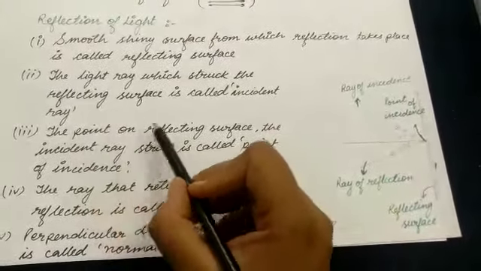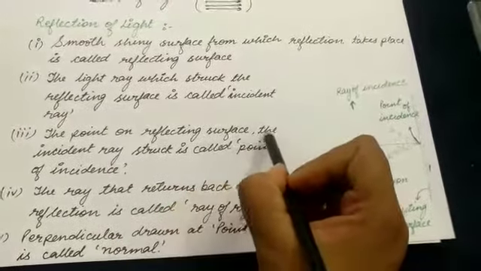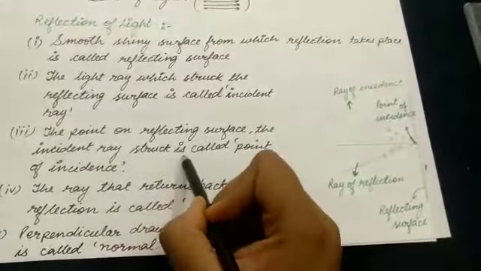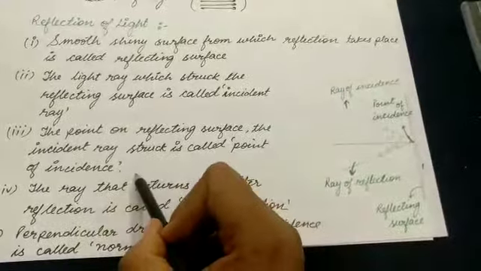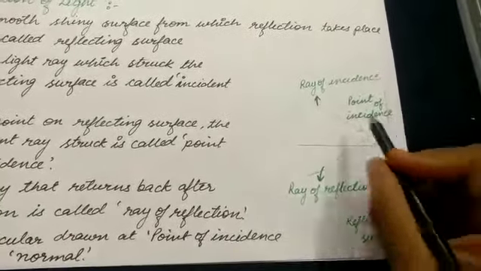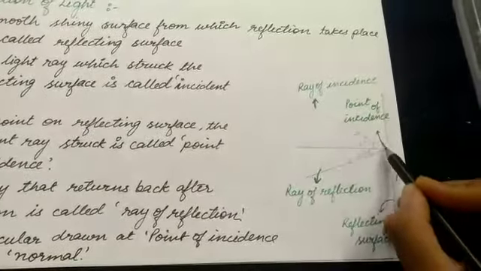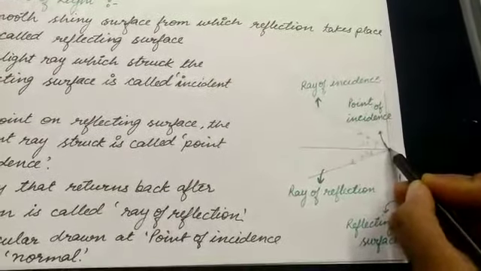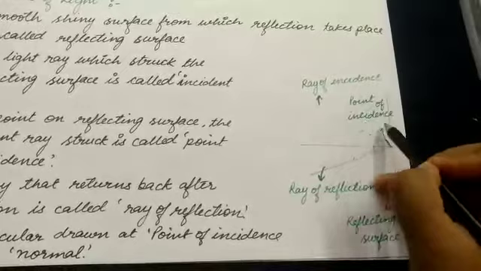Now the point on the reflecting surface at which the incident ray strikes is called the point of incidence. This is the point here at which the ray of incidence is striking the mirror. So this point is called the point of incidence.